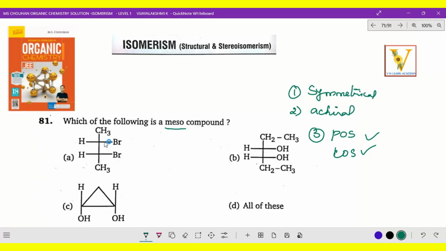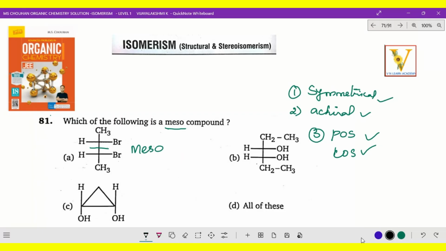Now, CH3 here, top and down CH3, and now HBr. So POS, COS is present, which means this is meso. When you cut, both sides are equal. So this is achiral and symmetric, POS, COS is present. So that means this is meso. Right. Now the second one.